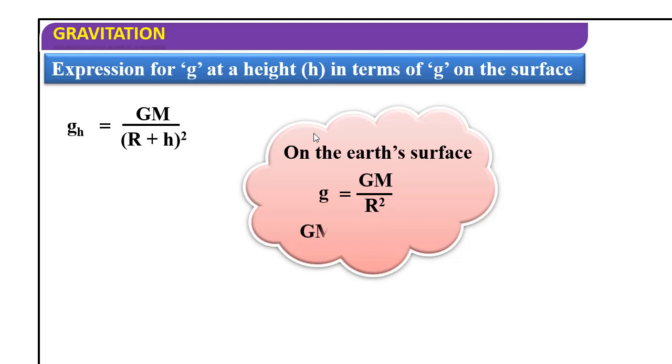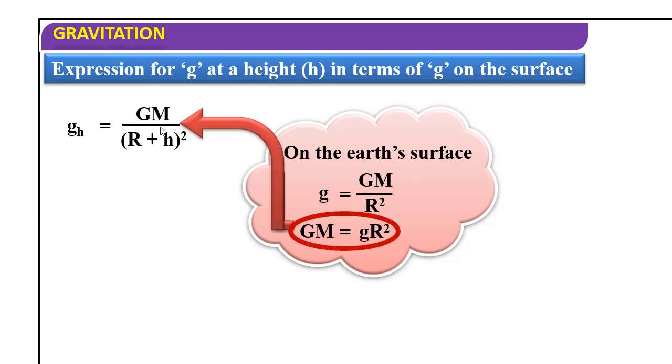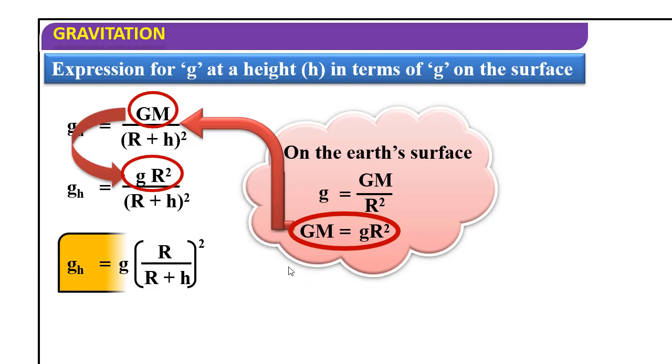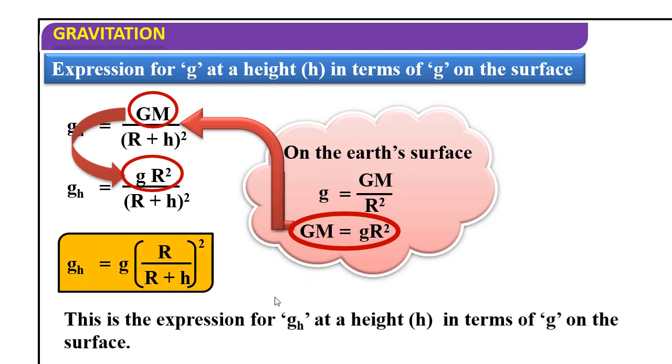GM by R square is g, so GM is equal to gR square. We can substitute this value here. Gh is equal to gR square by R plus h whole square. That's all. This formula only we used previously. This is the expression for gh at a height h in terms of g on the surface.